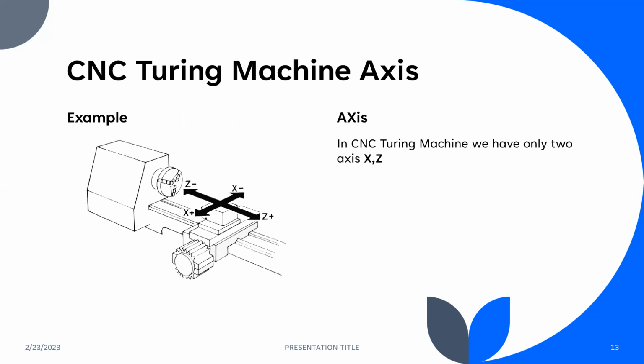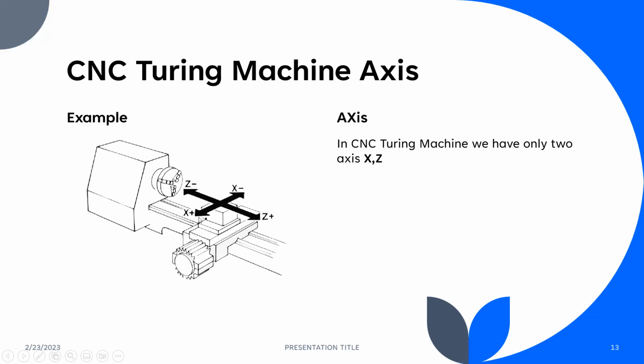So guys, this is the important thing. Okay, listen carefully. If I want to move through the spindle, I want to move in the Z axis. If I want to give the feed, that is the X axis.